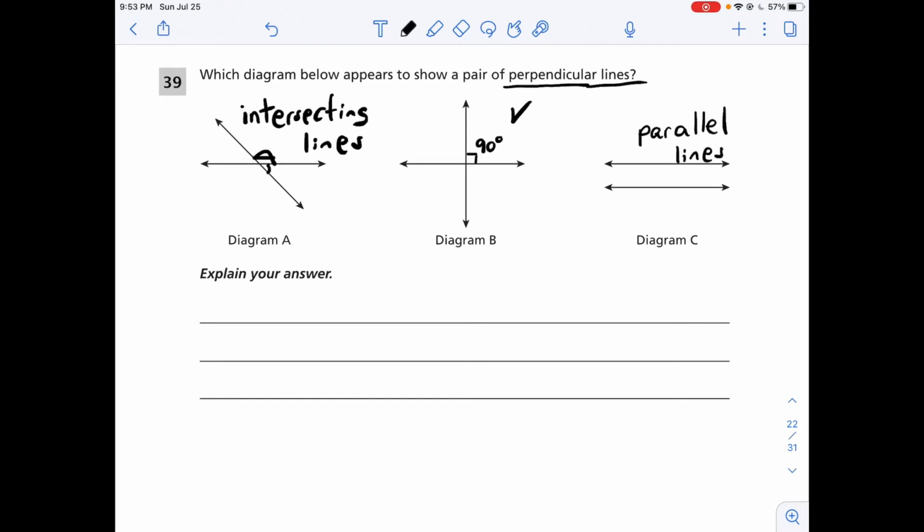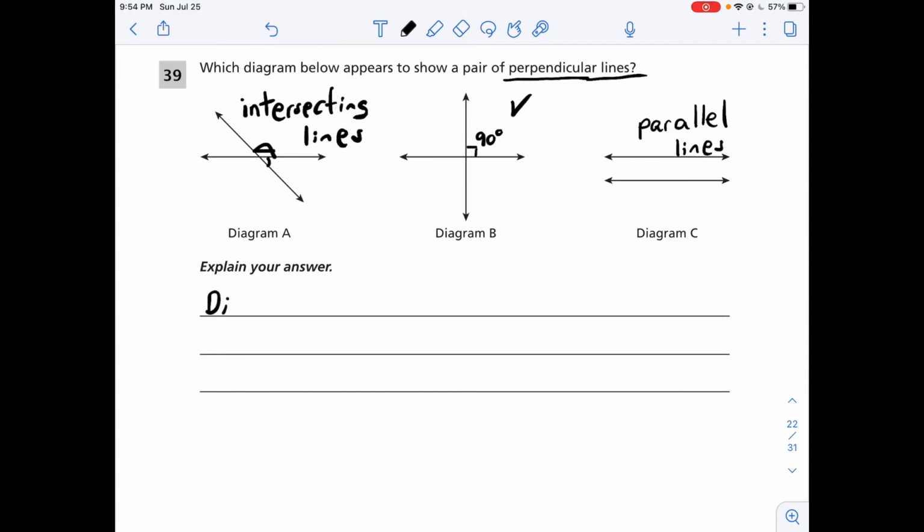Okay. So the question says explain your answer. So you can't just put a check mark and then leave this part blank. You won't get full credit. So you have to explain your answer by writing your explanation. So you would say diagram B shows a pair of perpendicular lines.